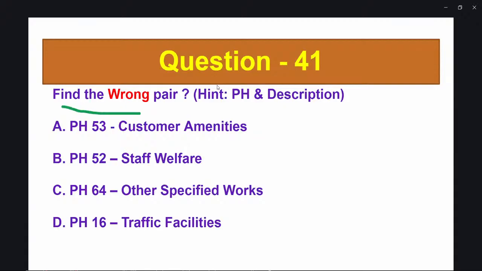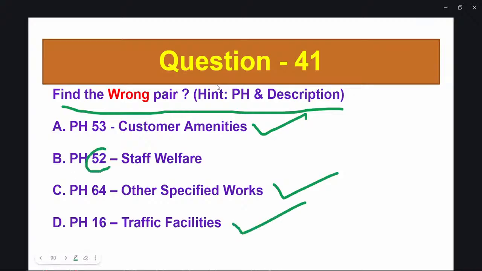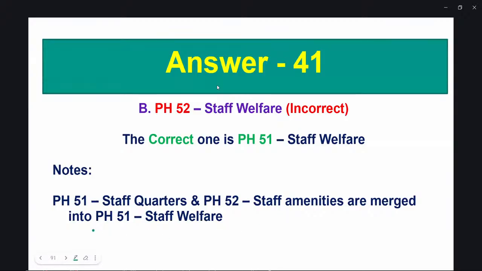What is the wrong pair? Very easy. Yes, very good. This is correct. This is correct. Why is it incorrect? 51 is the staff welfare. Previously 51 was staff quarters and 52 staff amenities. Both were merged into the staff welfare pillar at 51. Now it was deleted. The 52 staff amenities merged with the 51.